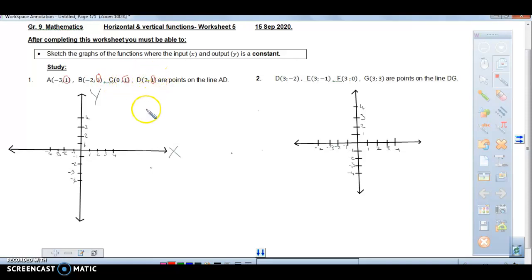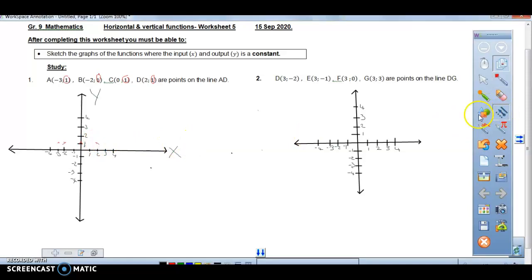So what does it look like when I plot this? For my first point A, x is negative 3 and y is 1. So I'm going to get a point about there. For the second point B, x is negative 2 and y is again 1. So I get another point there. For x equal to 0, y will be 1. So I'm going to get a point there. For x equal to 2, y is 1, so I get a point there. So my points are lying like that.